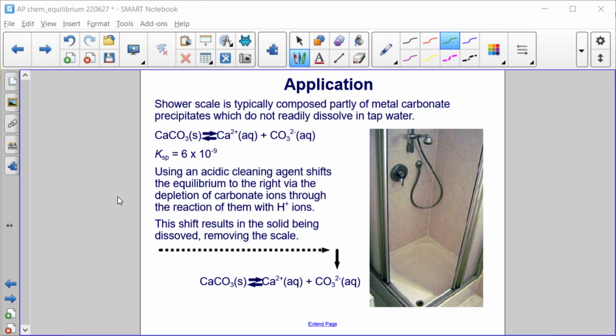So if we use an acidic cleaning agent, we can dissolve that solid, right? What we're trying to do is dissolve the solids, because those solids are stuck on our shower door. The way we do that is by using an acidic cleaning agent, which shifts the equilibrium to the right. How? Because the carbonate ions are depleted, they decrease through the reaction of them with the hydrogen ions from the acid. This shift results in the solid scale being dissolved, removing it. So if we decrease this amount of CO3 2 minus, we can drive the reaction towards the right, dissolving all of this solid.